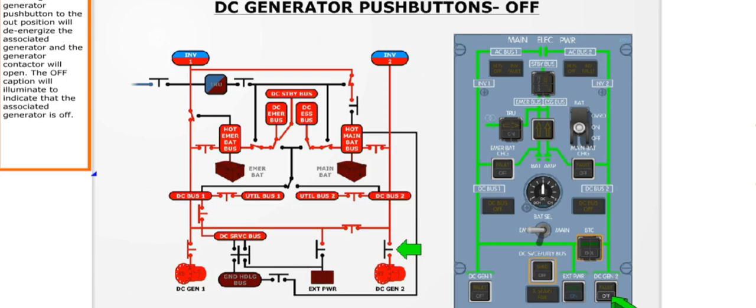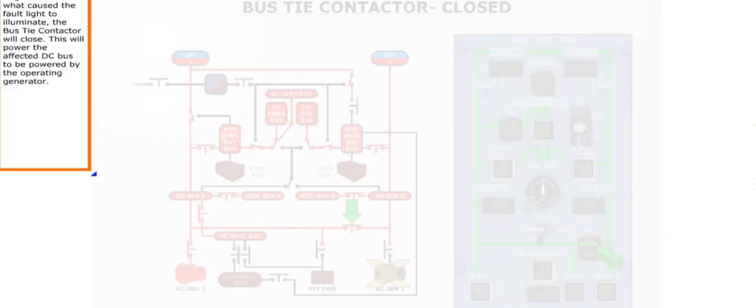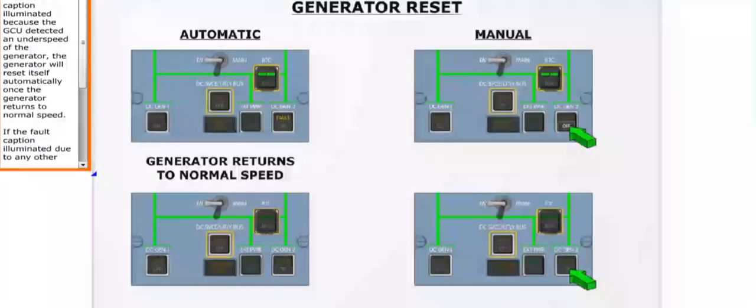The off caption will illuminate to indicate that the associated generator is off. The fault caption illuminates in the event the GCU trips the generator due to a fault or if the associated generator contactor opens. You should note that if the contactor opens because the push button was selected to the off position, the fault caption will not illuminate. Regardless of what caused the fault light to illuminate, the bus tie contactor will close.